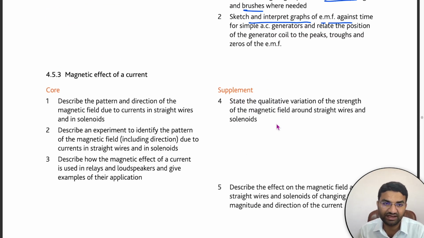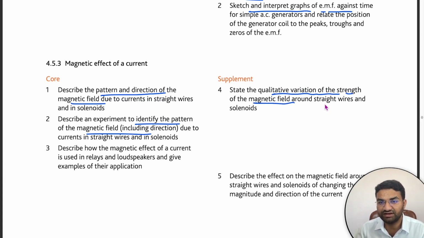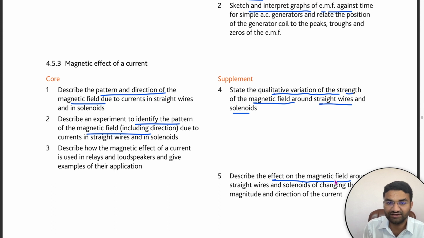You have to understand these concepts. Then the magnetic effect of current: the pattern and direction of the magnetic field, then identifying the pattern of magnetic field due to current, and the quantitative variation of the strength of the magnetic field around a straight wire and solenoid. These concepts are there for extended students. Then describe the effect on the magnetic field around a straight wire and solenoid. So we have to discuss what effects take place.